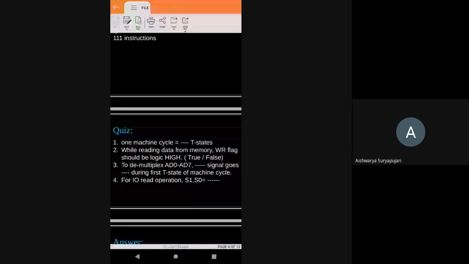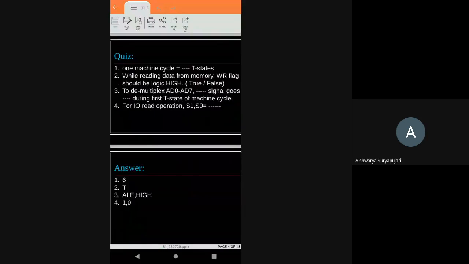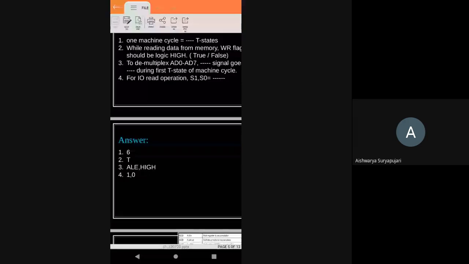Let us move towards our session. Now I will go to the answer page. So these are the answers. The third question, still no one has attempted. This is the answer for the first one: one machine cycle is equal to 6 T states. That is the correct answer. Many students have given the correct answer. Second, that is true.